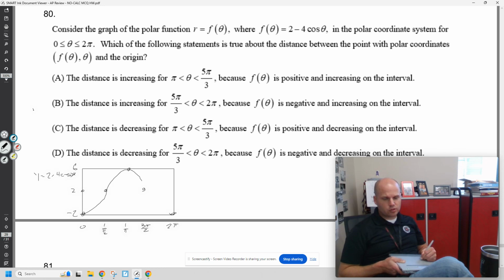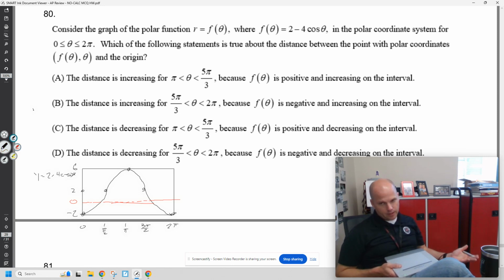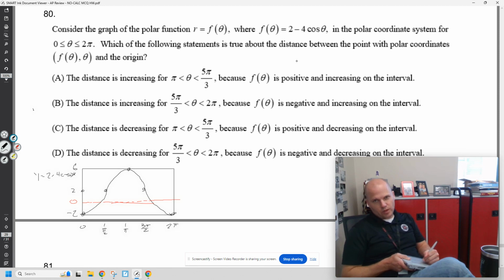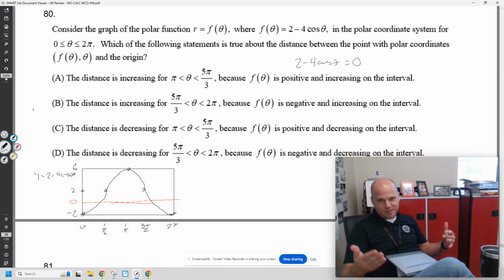Now, here's the key. We got to figure out when the radius is 0. When the radius is 0, our polar graphs are at the origin. I spent a lot of time doing this. A lot of you did a very good job on this. Now, when does 2 minus 4 cosine theta equal 0? We talked about this in class.